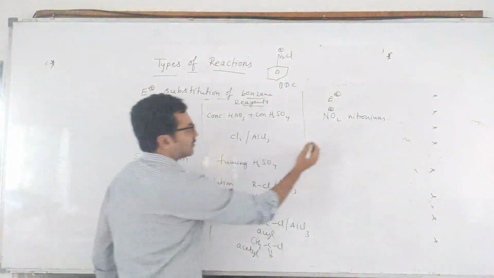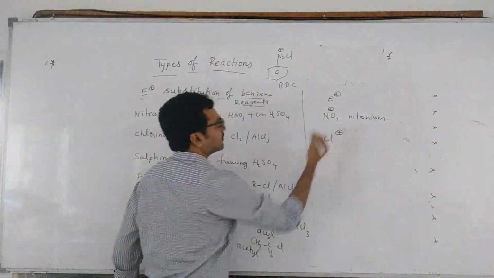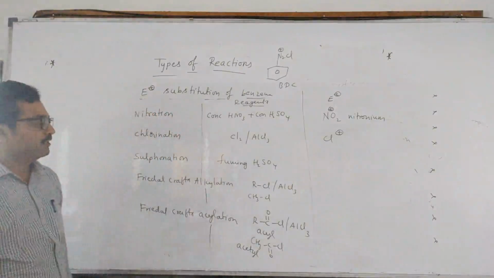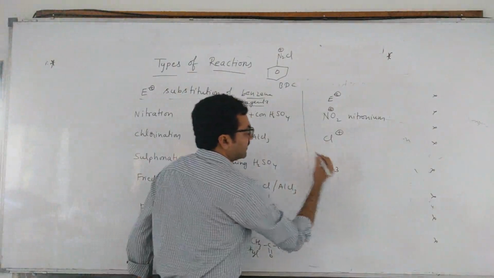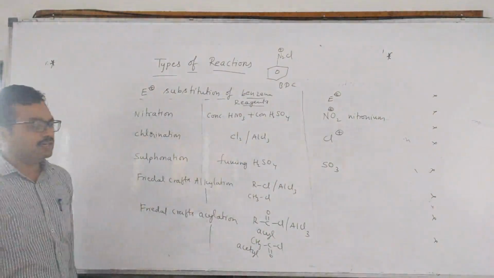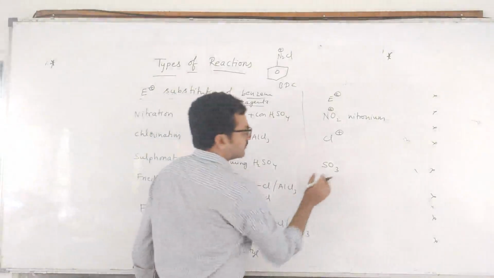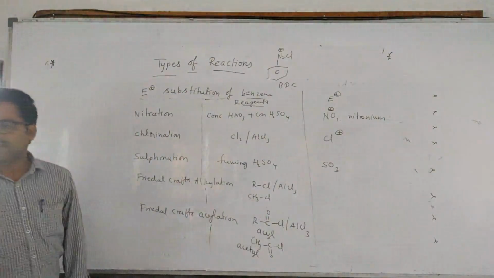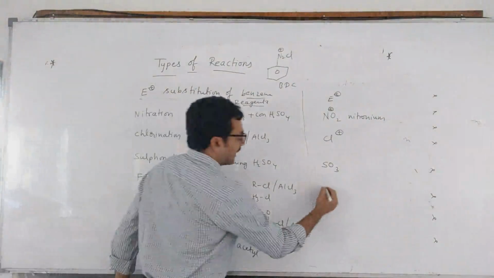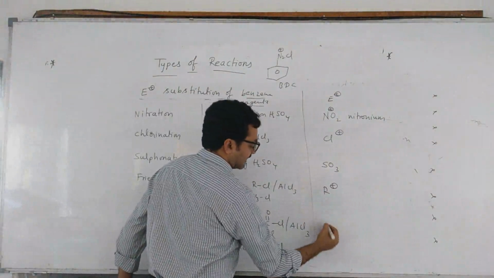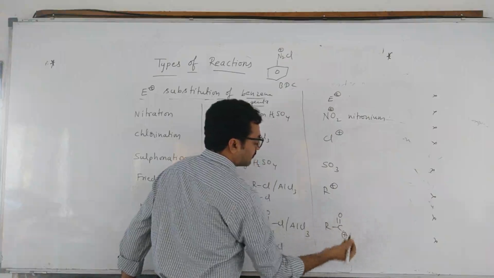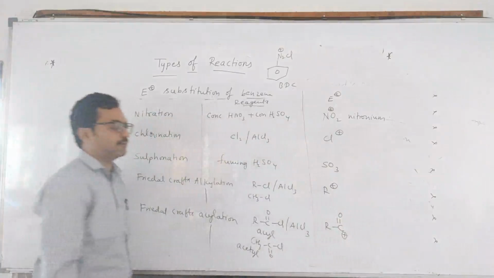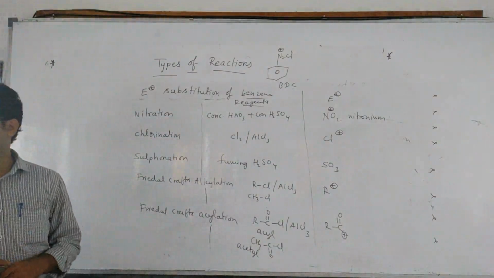And here what is the electrophile? Cl plus or X plus. And here what is the electrophile? I told you, SO3. It is a neutral electrophile here. Now, Friedel-Crafts alkylation, what is the electrophile, children? R plus. And acylation, what is the electrophile? RCO plus. Alkyl carbocation and acyl carbocation are the electrophiles in this.